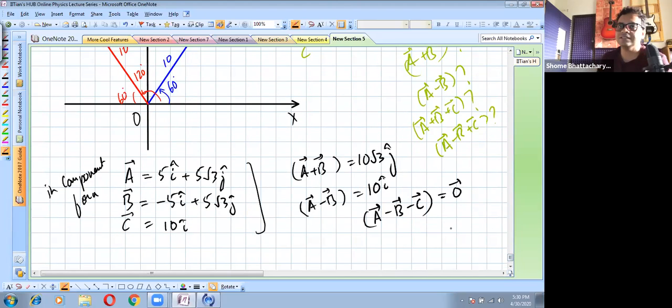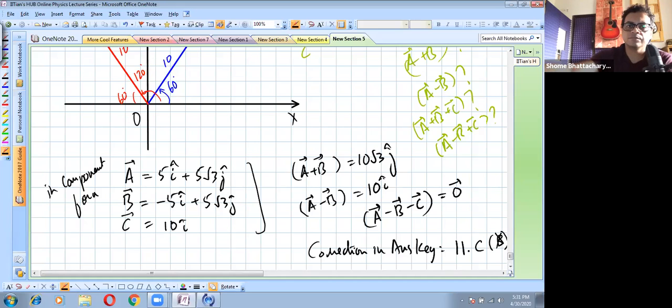Only there is a correction in the answer key in one of the questions. I'll just verify and tell you. So just make a correction in the answer key. Question 11. The correct answer should be C. It's given at the back as B, so that is not correct. That's a typing mistake. Instead of B, it should be C.